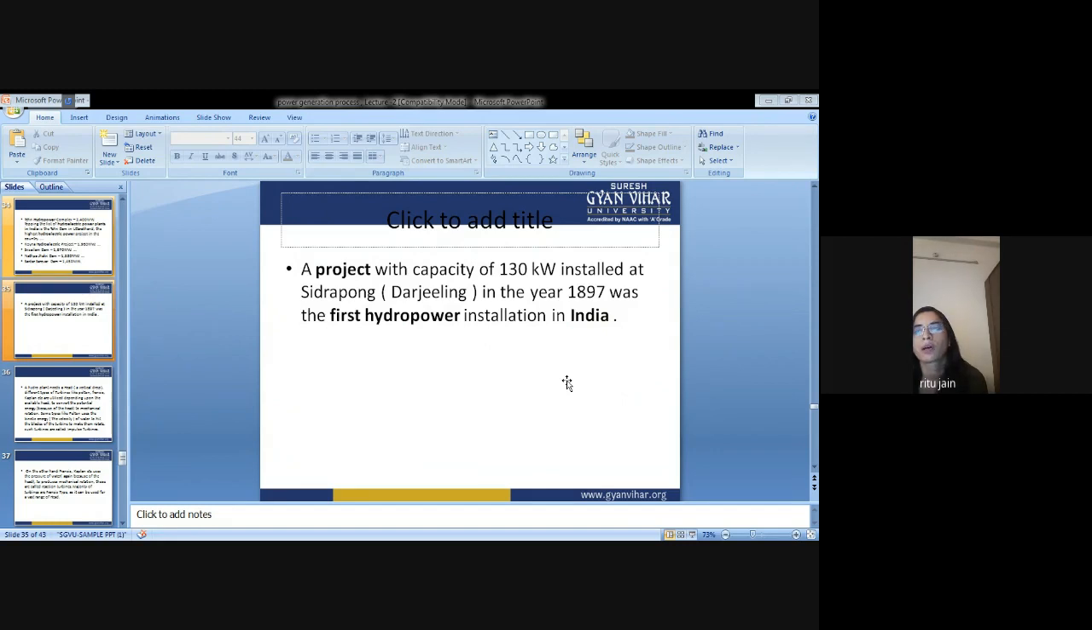The first hydropower plant in India was in Darjeeling, Sidrapong, installed in 1897, and its capacity was 130 kilowatt. So this was the first hydropower plant installation in India.